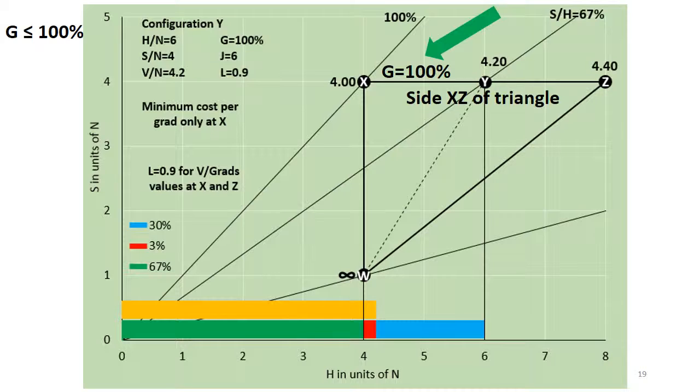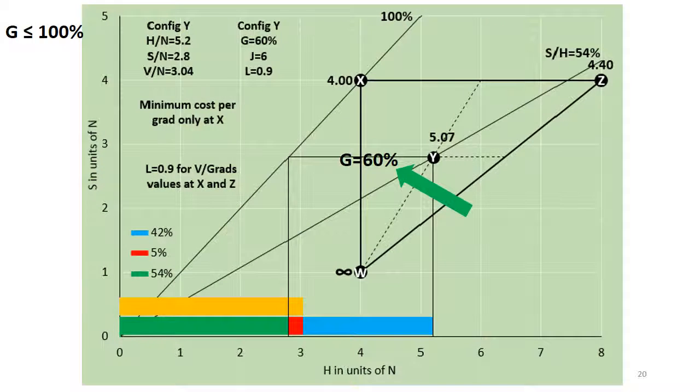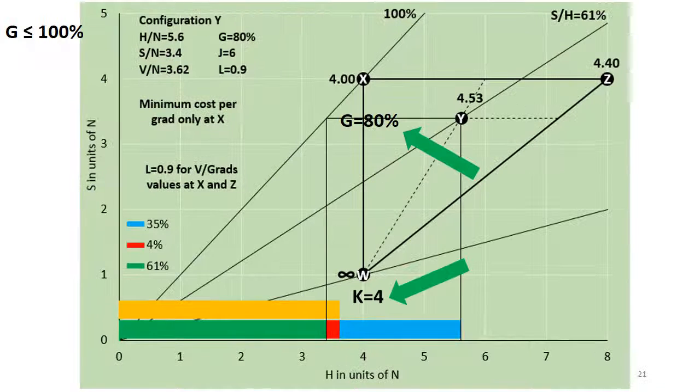Analyzing the effect of changing the values of G, we start with the line of constant value of G equals 100%. This line coincides with the top edge XZ of the flow triangle. We now decrease the value of G to 60%. This line is parallel to the top edge XZ of the flow triangle. This diagram shows what happens if G is increased to 80%.